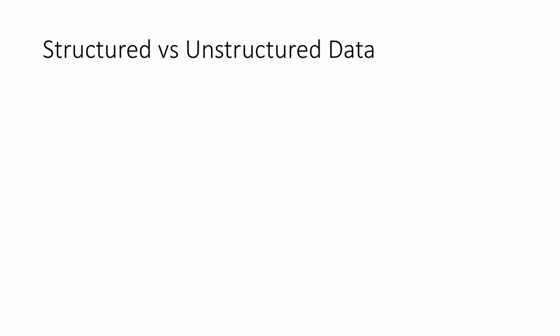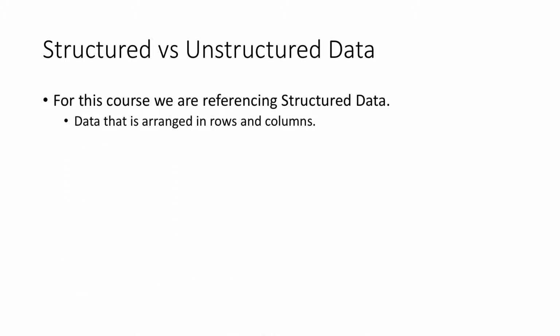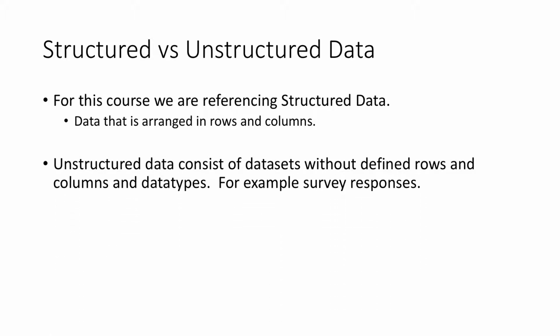And just to pause for a little bit, I want to make a distinction between structured and unstructured data. For the purpose of this course, we're looking at structured data, again, data that is structured in rows and columns. The other type of data that's out there is unstructured data, and this would be something like survey responses, or maybe something you would type in a browser and get a bunch of results for. That's unstructured data, and that's not what we're going over for this course.